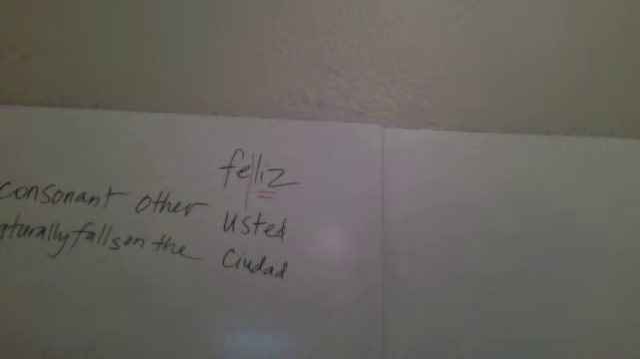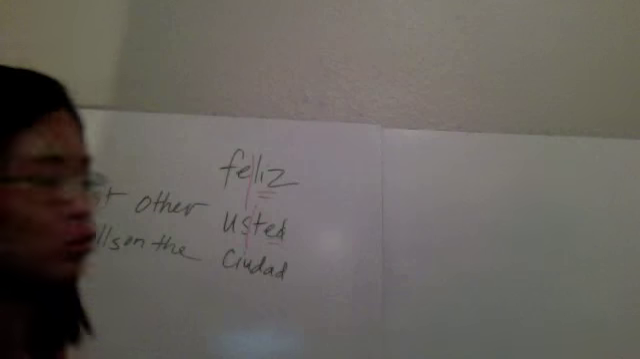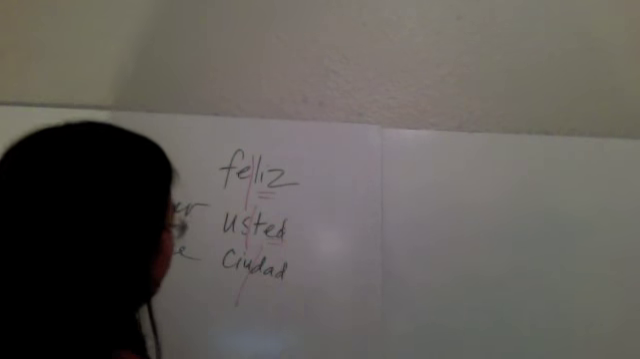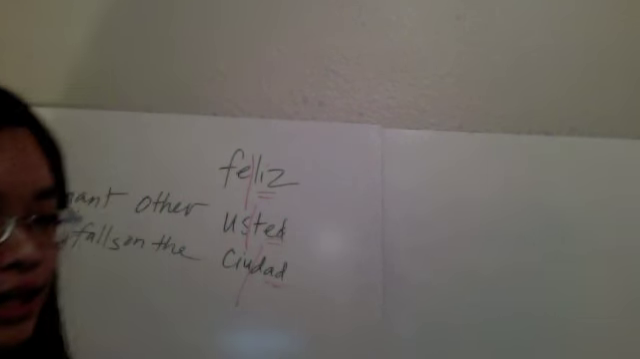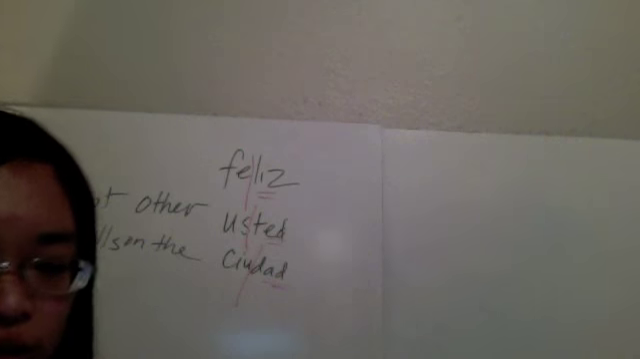Also the second one, usted, it ends with a D, which is a consonant, and it's not N or S. That's why the stress falls on the last syllable. Usted. Not usted, usted. The third one, ciudad. Ends with a D again, it's a consonant. Ciudad, ciudad. So this is rule number 2.